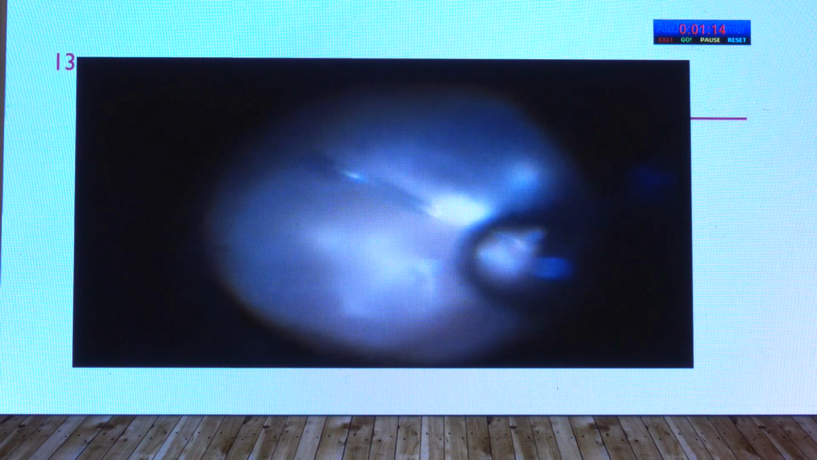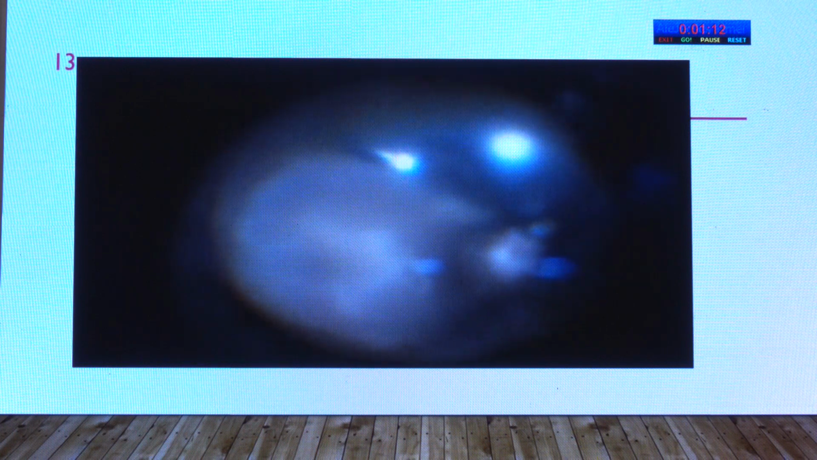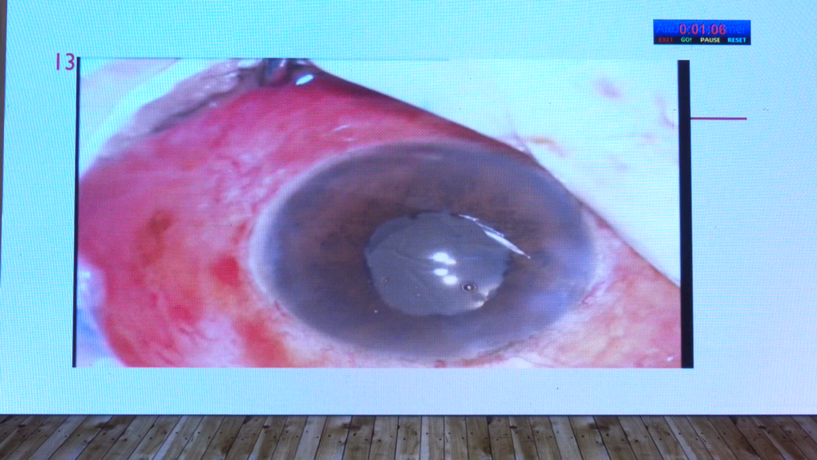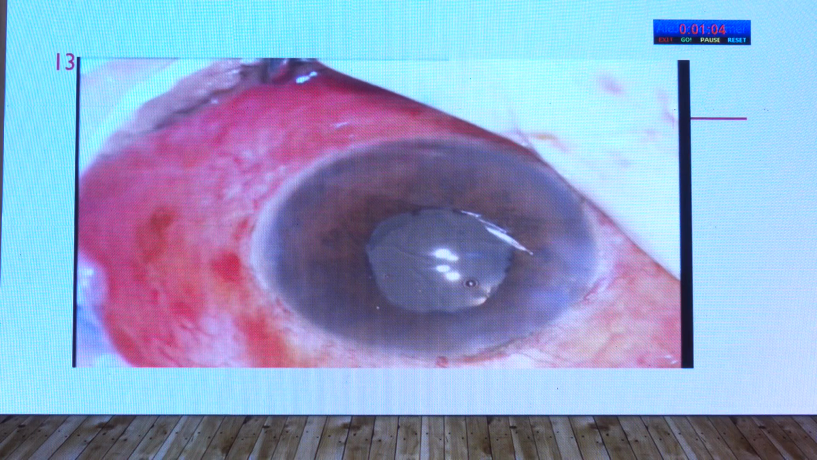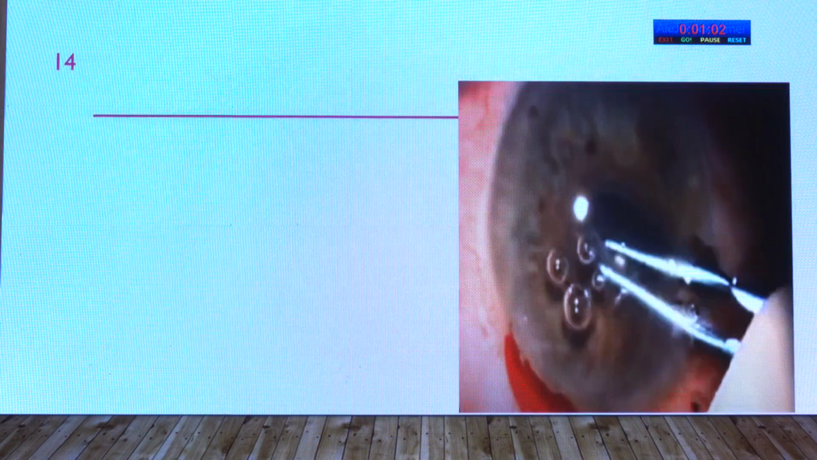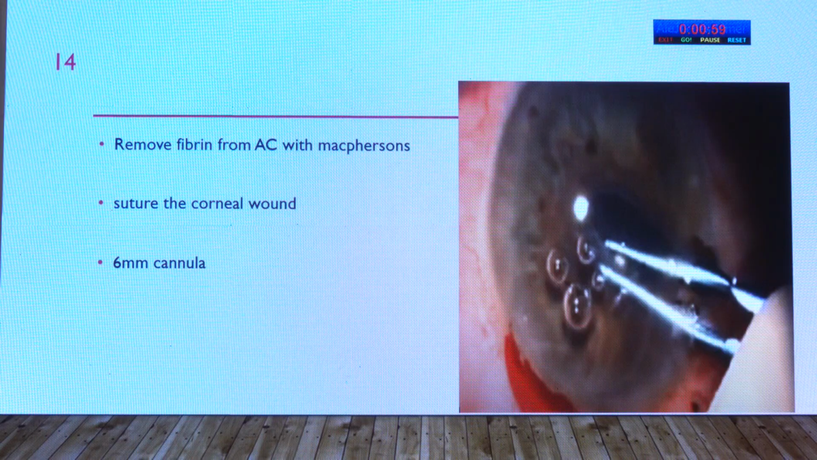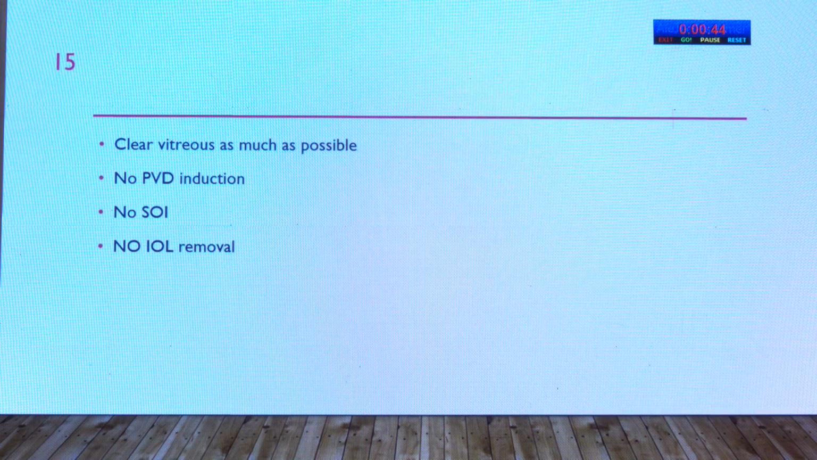After doing the vitrectomy, we used to inject intravitreal antibiotics to the patient. Remove fibrin from the anterior chamber either with the cutter or with the McPherson. If the wound is open, you have to suture the wound so that the eyeball is taut enough so that you can go behind. And as I mentioned, don't hesitate to put a 6 mm cannula.